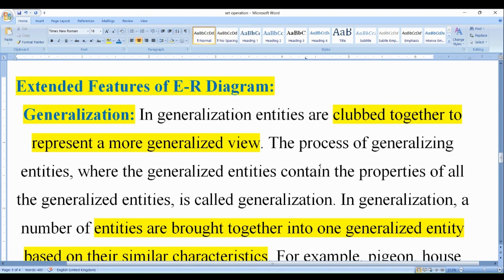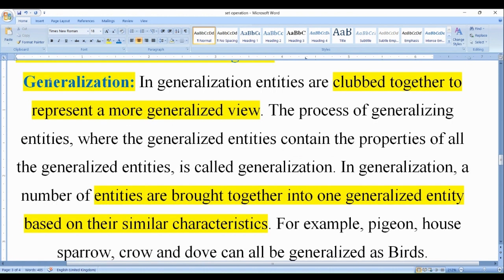Okay, so in the previous videos we have seen what is ER diagram, what are the notations of ER diagram, how to draw ER diagram, and how to convert that ER diagram into relational table. And we are remaining with one topic, that is extended features of ER diagram. Okay, so first is generalization.